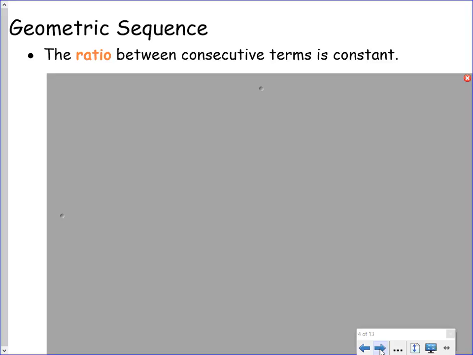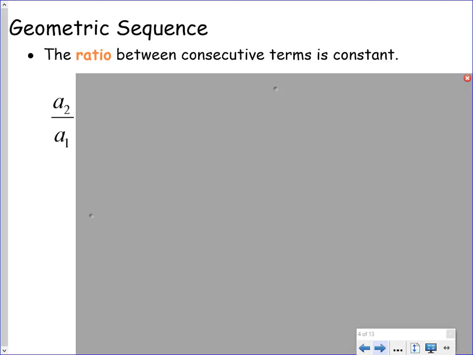So think about what a ratio is. A ratio is a relationship between two quantities. A lot of times we can represent ratios as fractions. So basically, when you're working with a geometric sequence, in order to get to the next number, instead of adding or subtracting the same thing every time like we did yesterday, now we're either multiplying or dividing by the same thing every time.